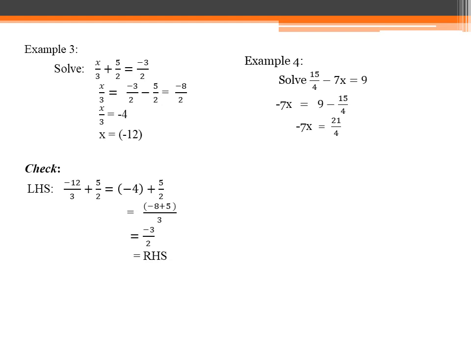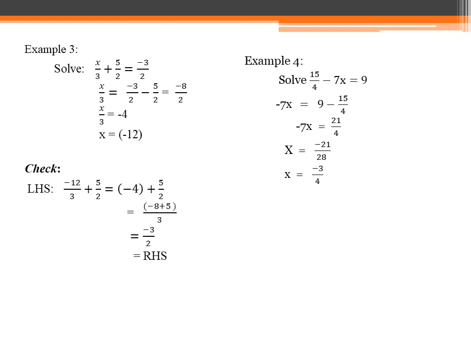Again, we need to isolate x in LHS. For that, we have to transpose negative 7 to the right hand side. Therefore, x is equal to 21 by 4 divided by negative 7, which is equal to negative 21 by 28. Therefore, x is equal to negative 3 by 4. The solution of the equation is negative 3 by 4.